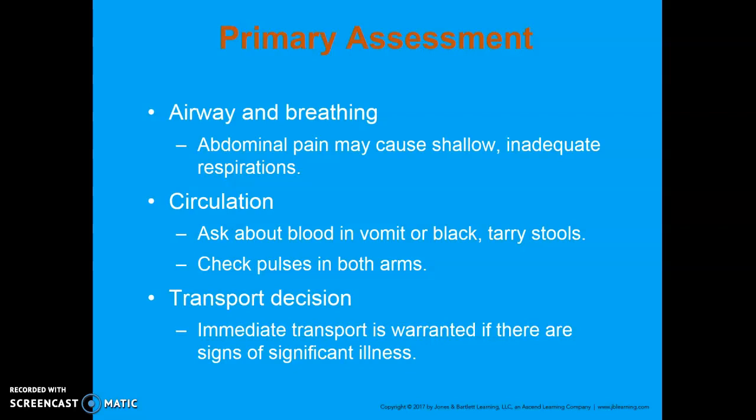For airway and breathing, abdominal pain may cause the patient to breathe pretty shallow, so their respirations are going to be relatively inadequate. So you might have to put them on a little bit of oxygen just to help them out. For circulation, you're going to want to look at pulse rate, quality, and skin condition to see if you have any indications for shock. Check their pulses in both arms. A difference in the pulse strength may indicate an aortic dissection because the aorta is much closer to the left arm than it is to the right.